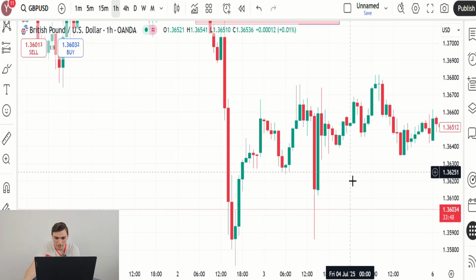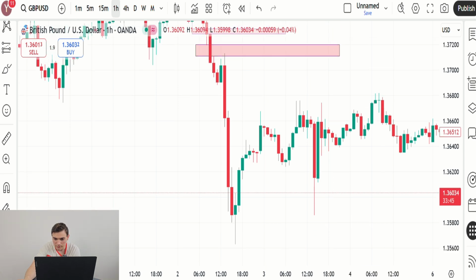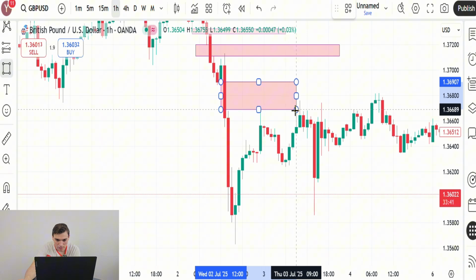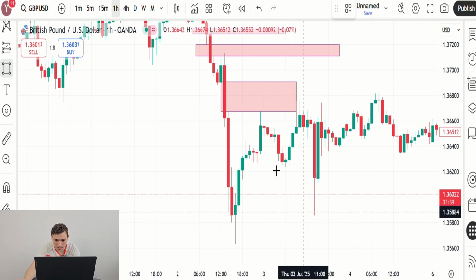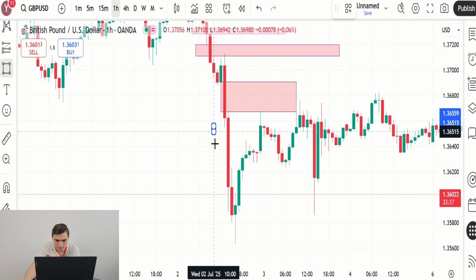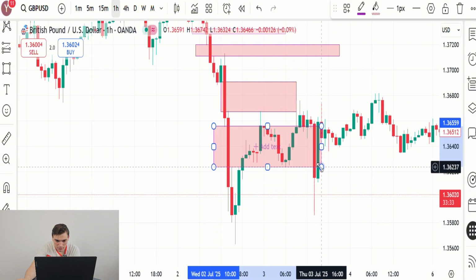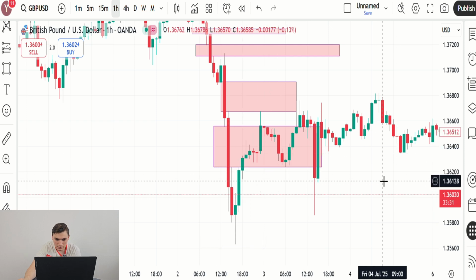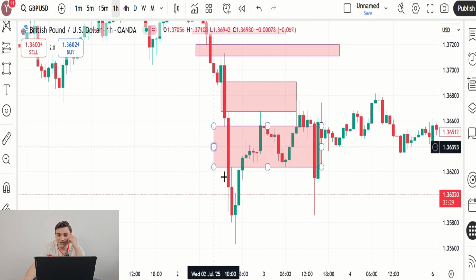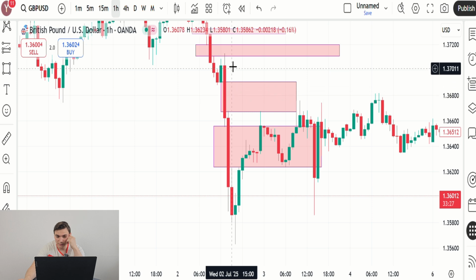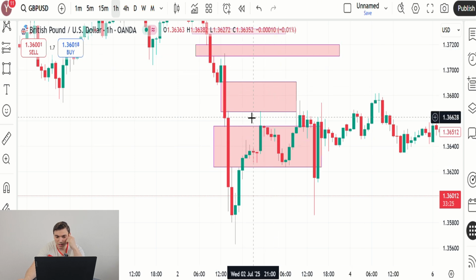If we look under, we have a better example. We have this example right here. We have a fair value gap right here, and we have another fair value gap right here. What do we see? We see that the first invalid gap right here gets invalidated.